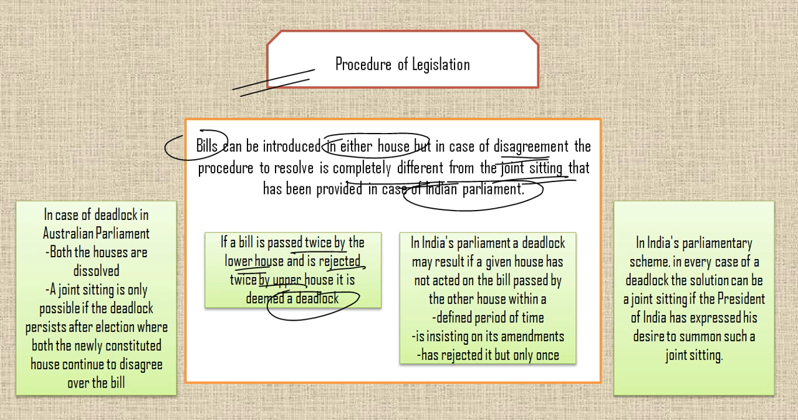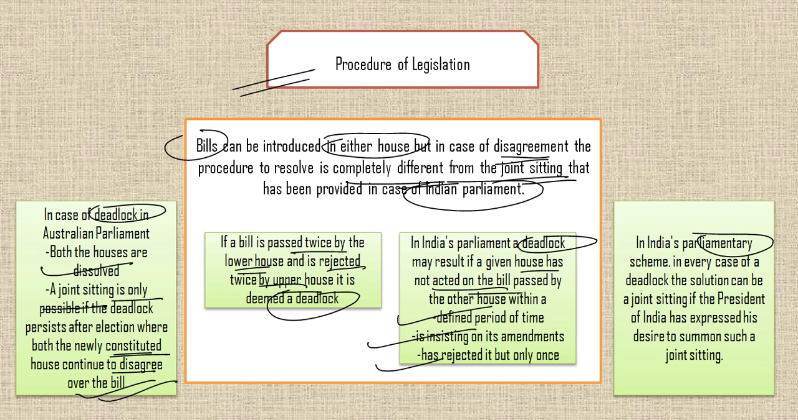Whereas in India's Parliament, a deadlock may result if a given house has not acted on the bill passed by the other house within a defined period of time, or is insisting on its amendment, or has rejected it but only once. And in case of a deadlock in the Australian Parliament, both the houses are dissolved, and a joint sitting is only possible if the deadlock persists after elections, where both the newly constituted houses continue to disagree over the bill. Whereas in India's Parliament, in every case of deadlock, the solution can be a joint sitting if the President of India has expressed his desire to summon such a joint sitting.